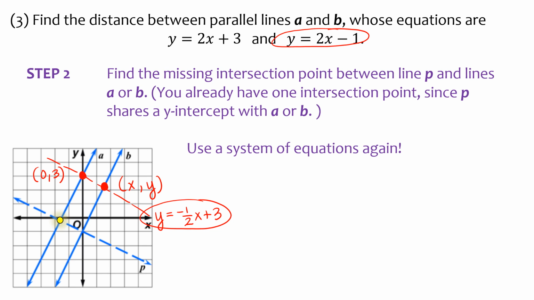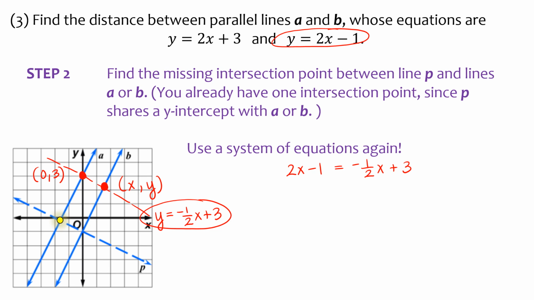A system of equations is going to help me solve for those two coordinates, the x and y coordinates. Now I'm going to use elimination for this. So I'm going to basically set these two things that are equal to y equal to each other. So 2x minus 1 equals -1/2 x plus 3. Okay. Now we can just solve for x, like add 1/2 x to both sides and that kind of thing.